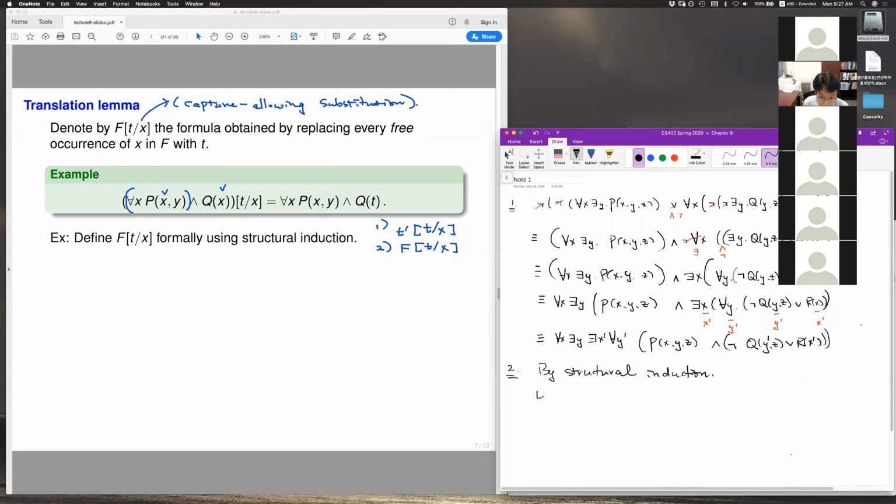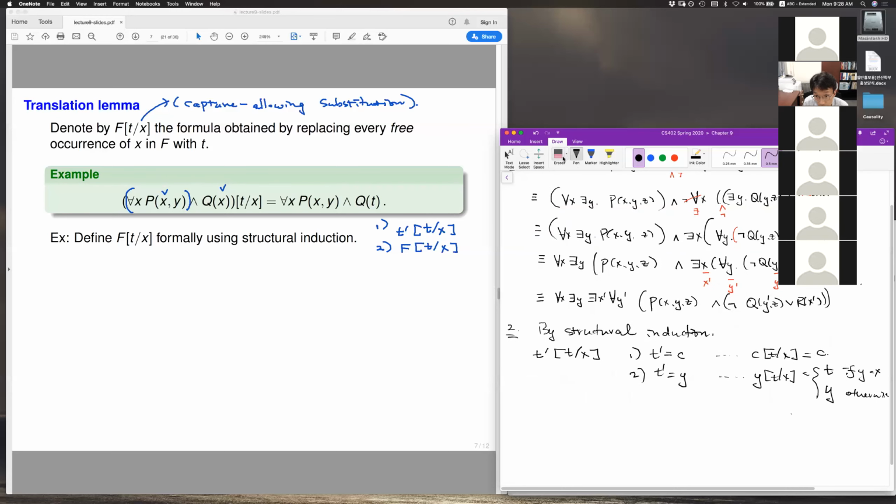We first define what we mean by substituting variable x inside term t prime, and then we do case analysis. If t prime is a constant c, in that case, substituting t will be equal to c. The second case is t prime is a variable y. Then we do case analysis. This is equal to t if y and x are the same variable. Otherwise, just y. So if y and x are the same variable, we do substitution, otherwise the original variable.